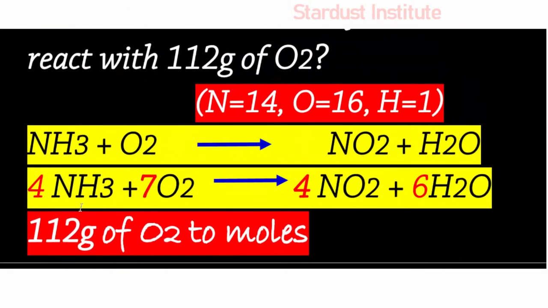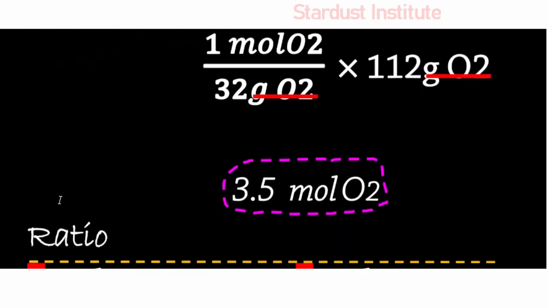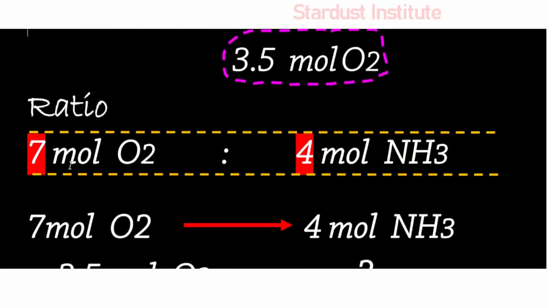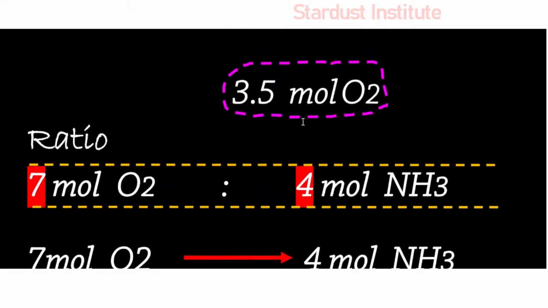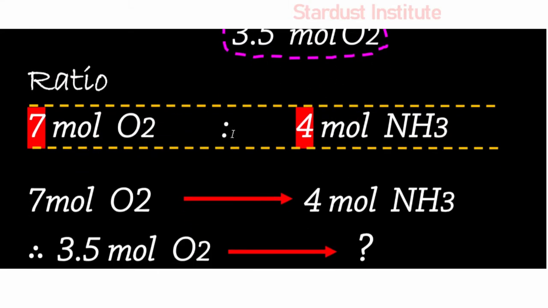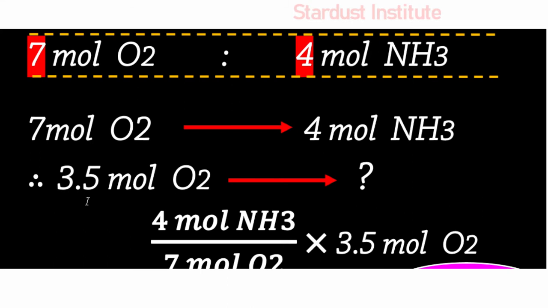Now let's see the ratio. To react with 4 moles of ammonia, 7 moles of oxygen are required. In the same way, to react with 7 moles of oxygen, 4 moles of ammonia are required. Now we have 3.5 moles of O2. Therefore, to react with 3.5 moles of O2, how many moles of ammonia are required?